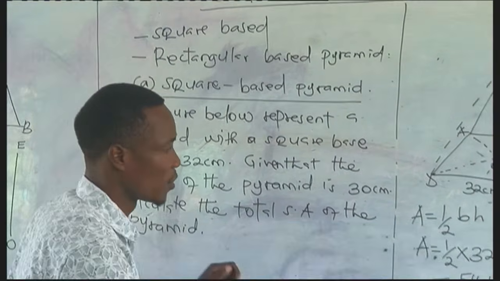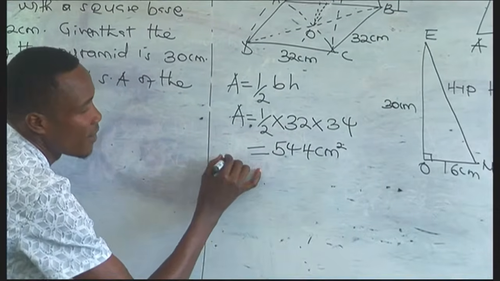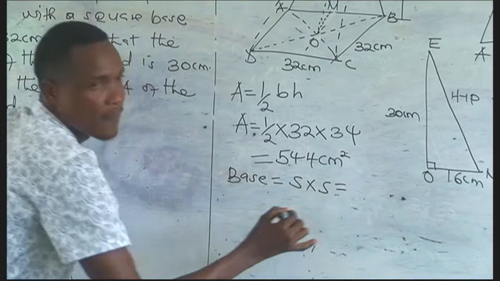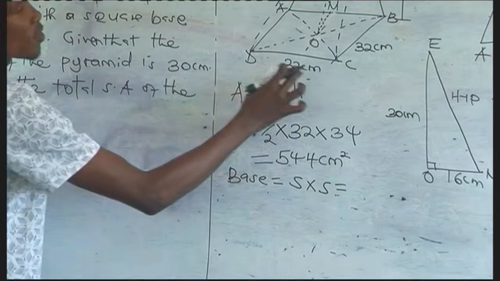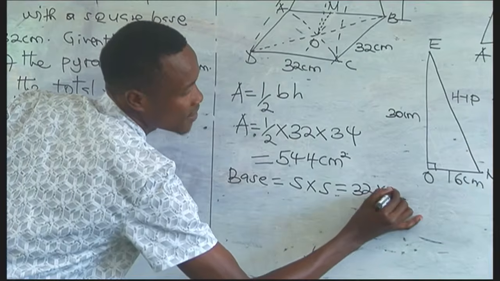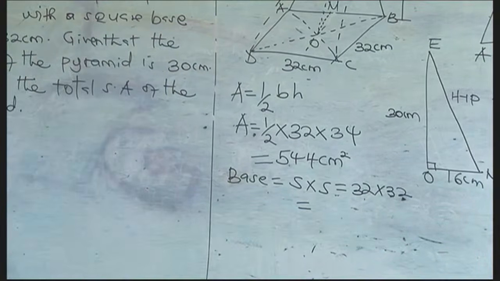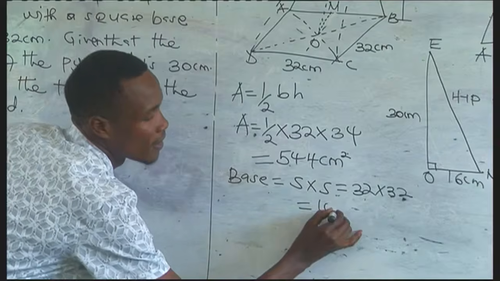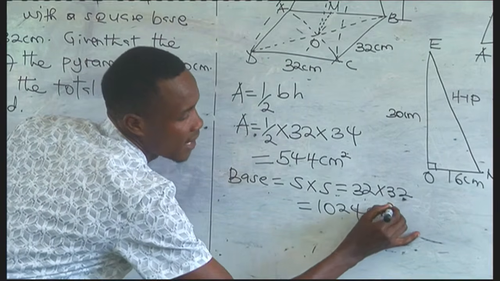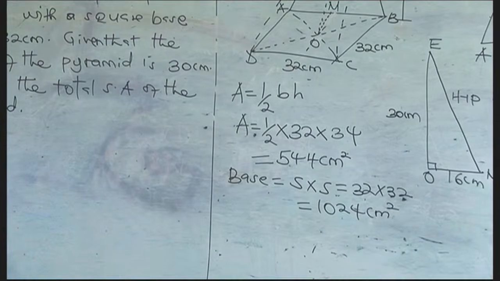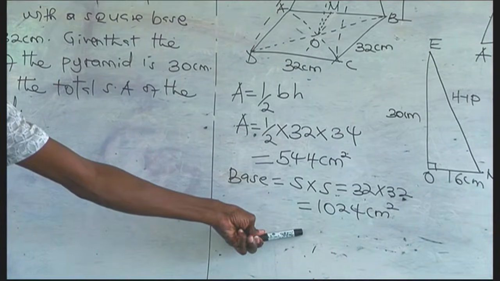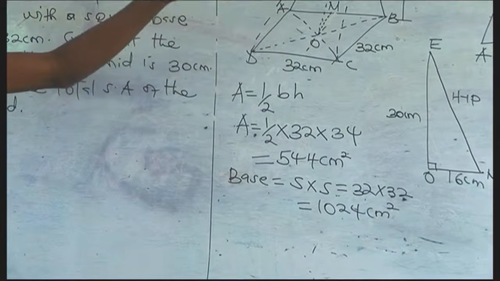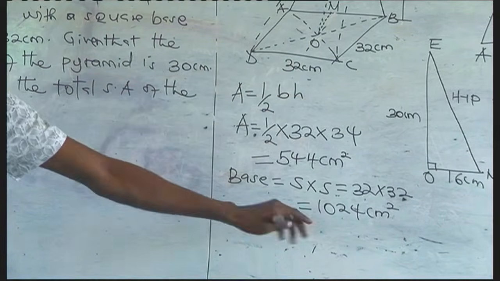Alright. So we shall now say total. Then we find the base. The base will be side times side, which, because it is a square, one side of the square is 32. 32 times 32, giving you 1024 square centimeters. So that is the base. We have the base, and we have one side of the triangle. So we multiply the triangle times 4 plus the base.